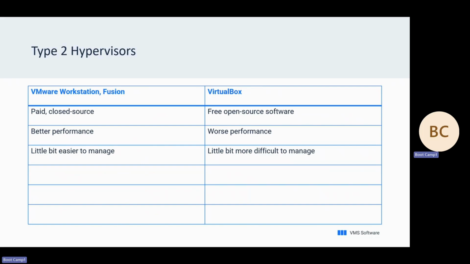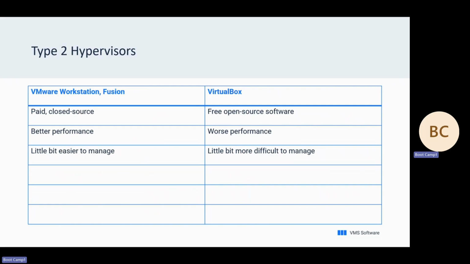Hyper-V was not one of the golden. Was that just because of resources? I'll get to that in the next slide, actually. So VMware Workstation has way better performance than VirtualBox. This is a big difference between those two.